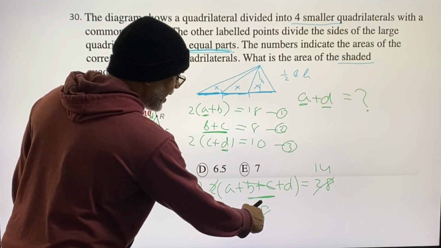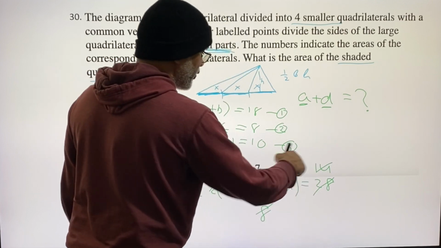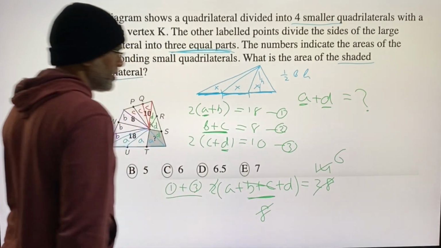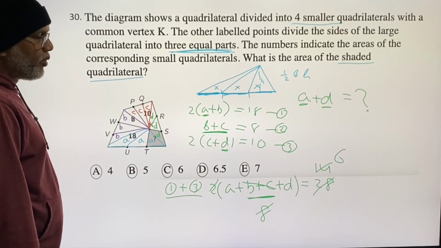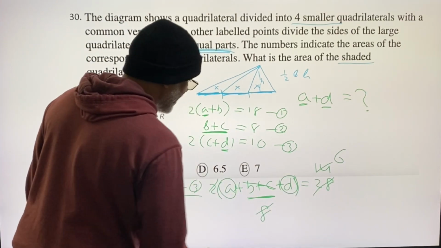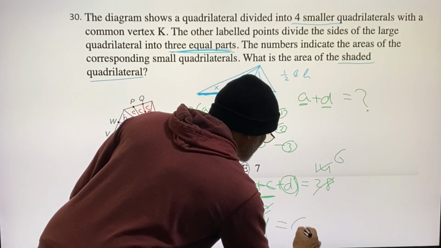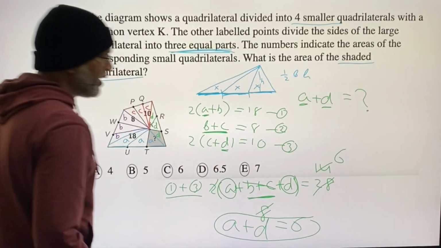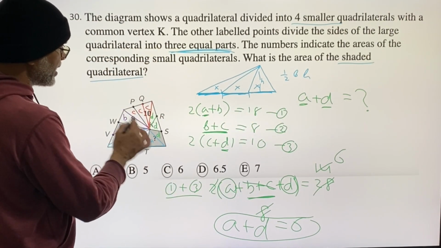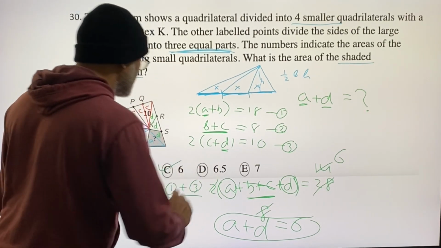Now can I subtract 8 from both sides? Yes. So this will become 14 minus 8, which is 6, right? Now what am I left with? A and D, right? So that tells me A plus D is equal to 6. And in fact that is what I want. A plus D is the area of this shaded quadrilateral, and that must be 6. So C is the correct choice.